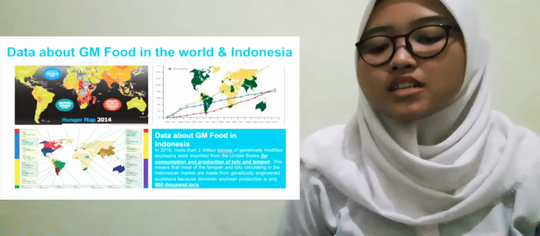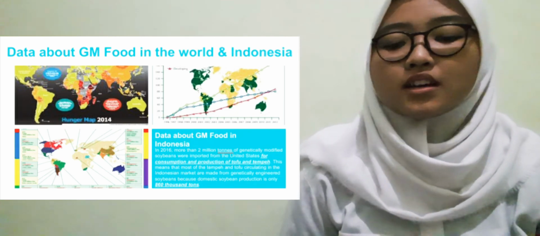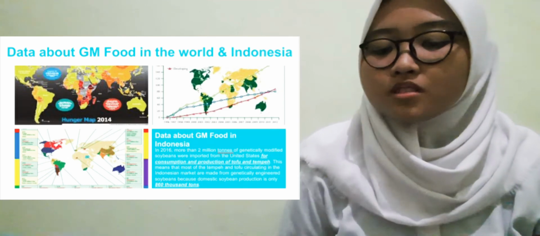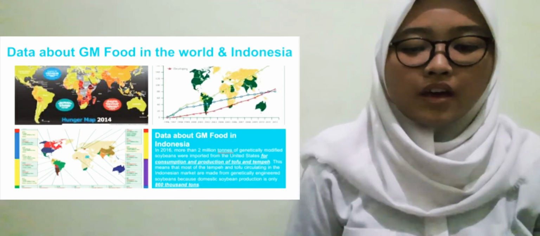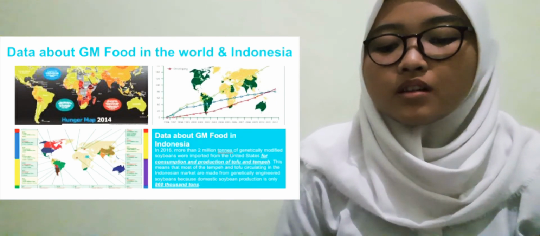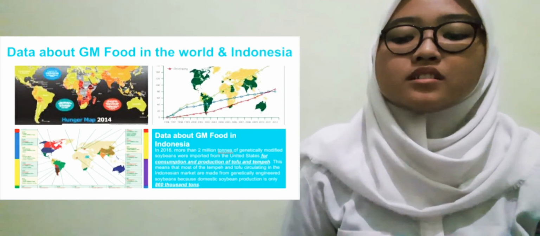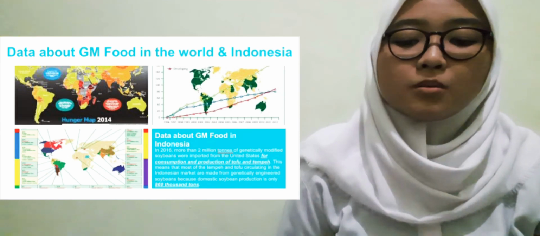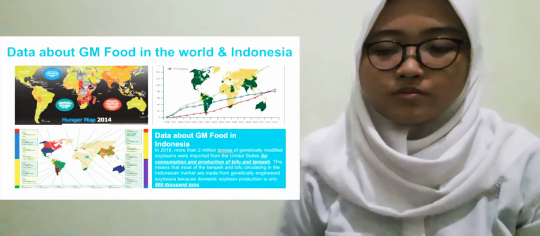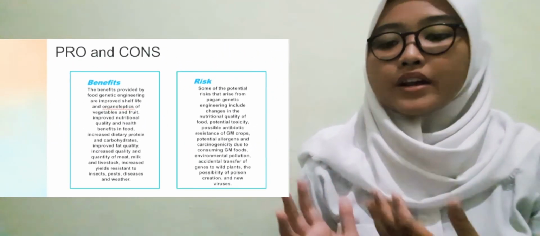Data about GM food in Indonesia. In 2016, more than 2 million tons of genetically modified soybean were imported from the United States for consumption and production of tofu and tempeh. This means that most of the tempeh and tofu in the Indonesian market are made from genetically engineered soybean, because domestic soybean production is only 860,000 tons.